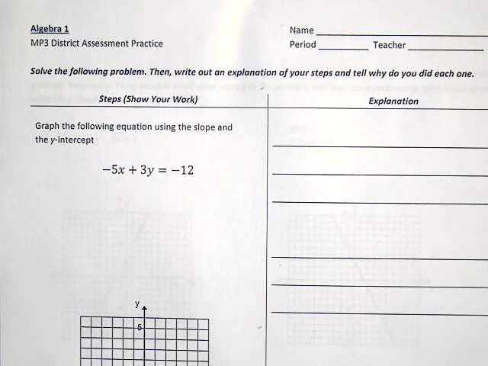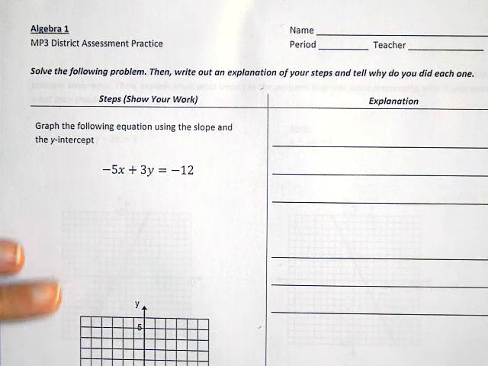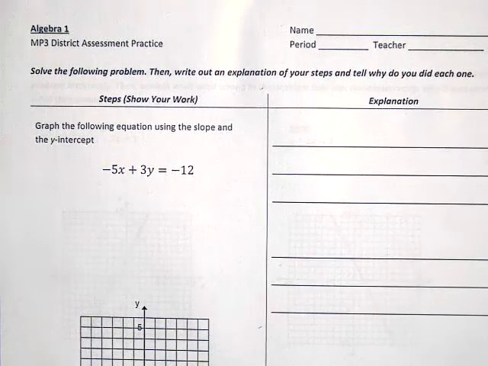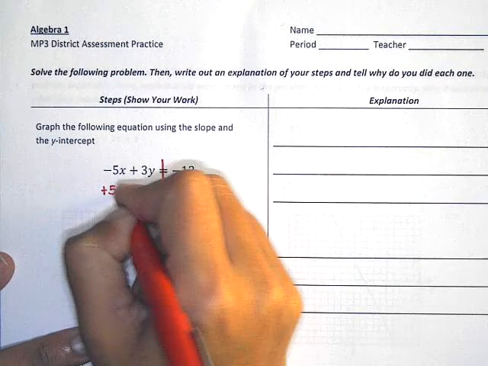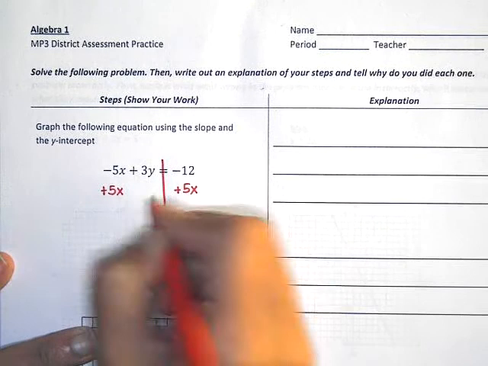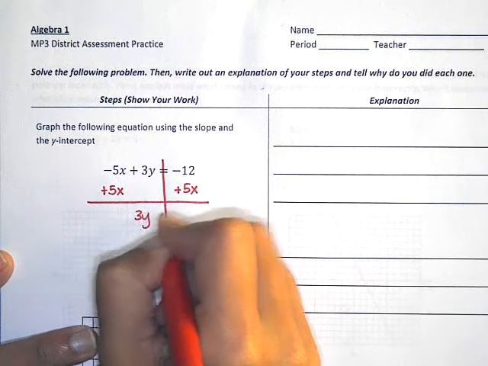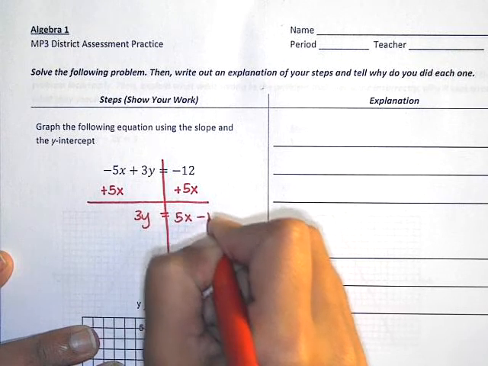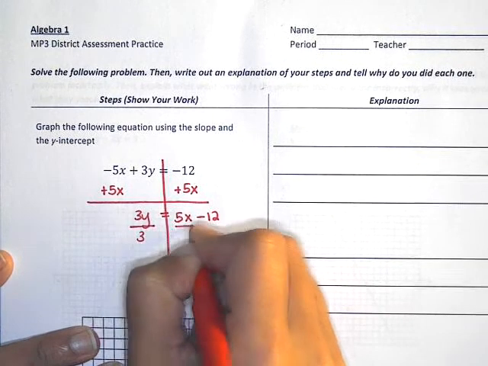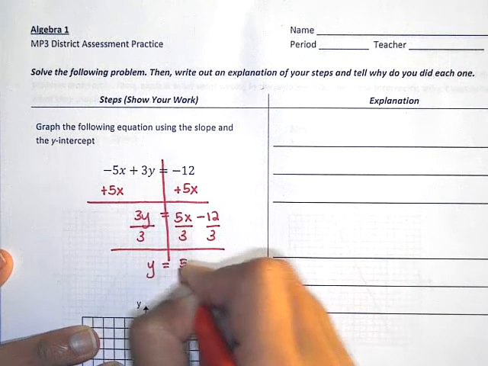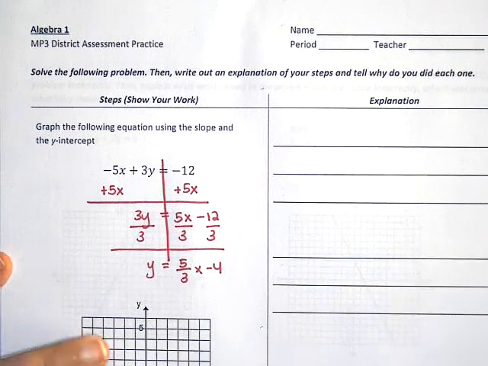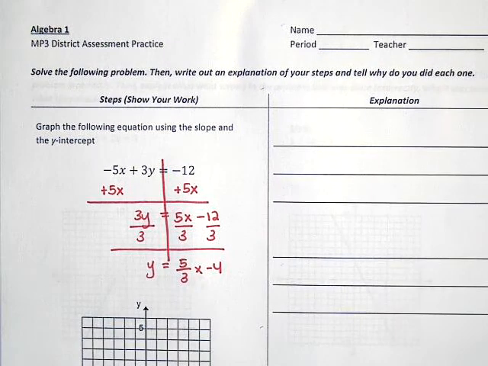It says graph the following equation using the slope and the y-intercept. Now we know that in order to do that, we need to rearrange this equation so that the y is by itself. So we would do that by adding 5x on both sides, which means we would get 3y equals 5x minus 12. Then we would divide by 3 to every term, and we would get y equals 5/3 x minus 4. Now this process of rearranging is to get the equation into slope-intercept form.